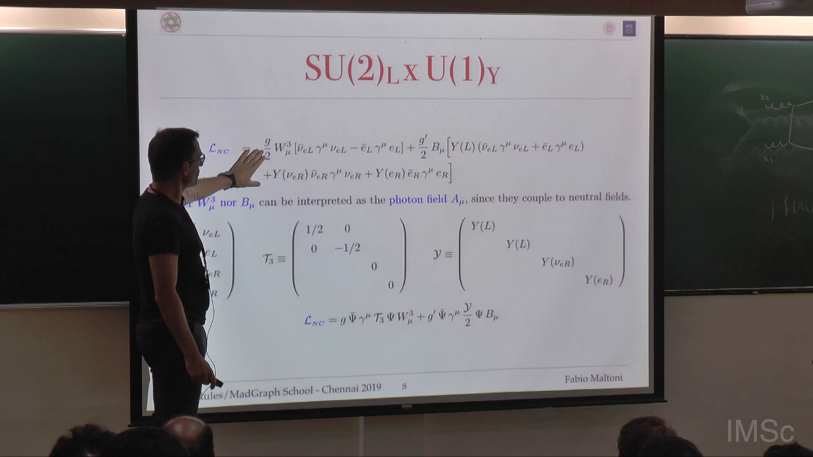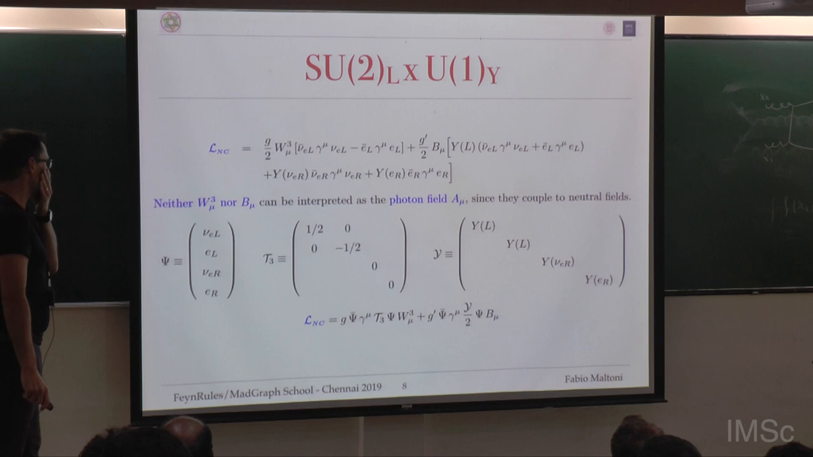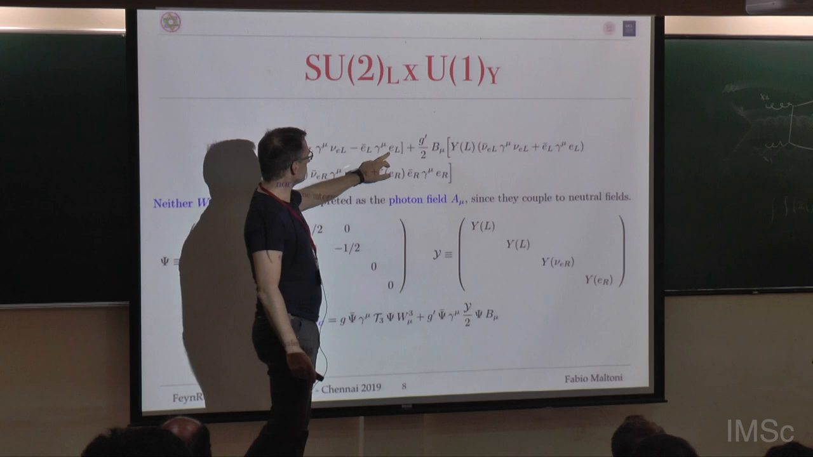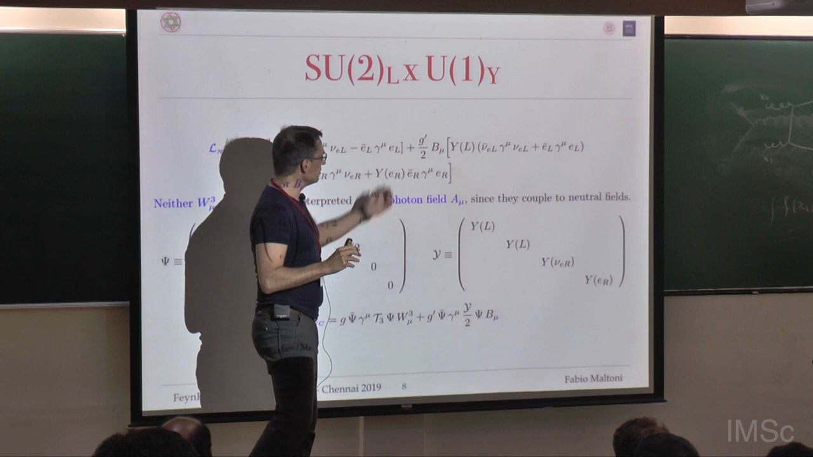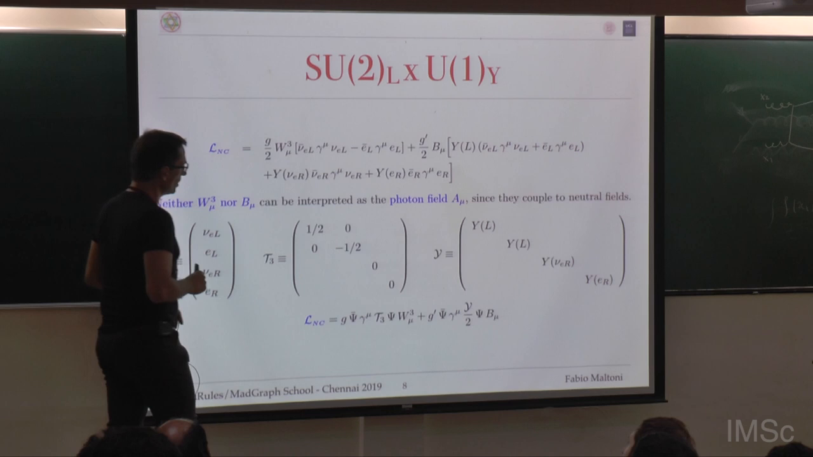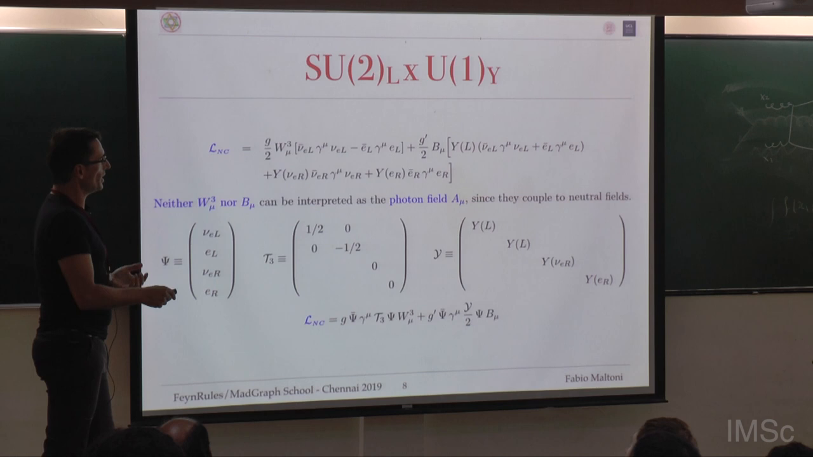One thing that we can do is to rotate W3 and B so that, for the left-handed, we are able to reconstruct a current which is vectorial. I'm not asking yet anything about masses. I'm only identifying, out of this combination, a way of rotating in such a way that I identify a current which I call A, which behaves like a photon, which is vectorial.